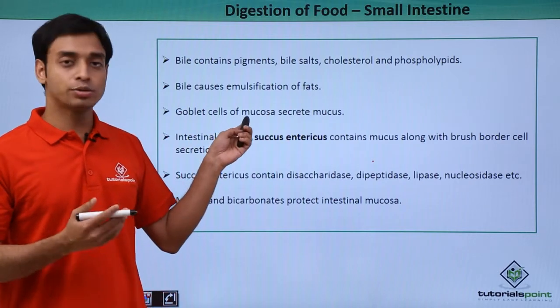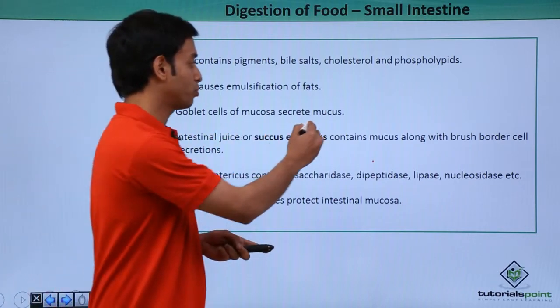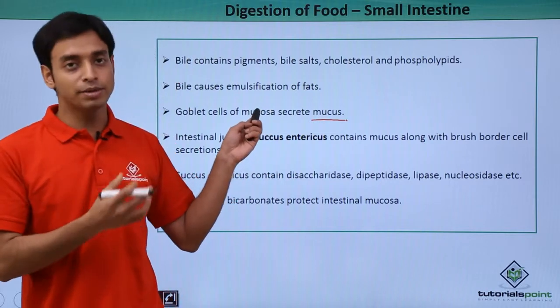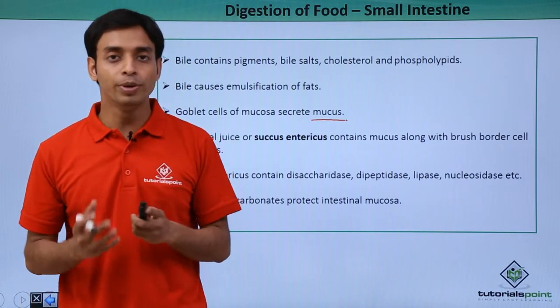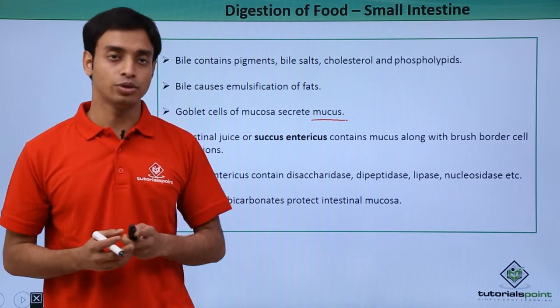The goblet cells present in the mucosa secrete mucus, which is present in the mucus layer. This mucus helps in lubricating the passage of the food.